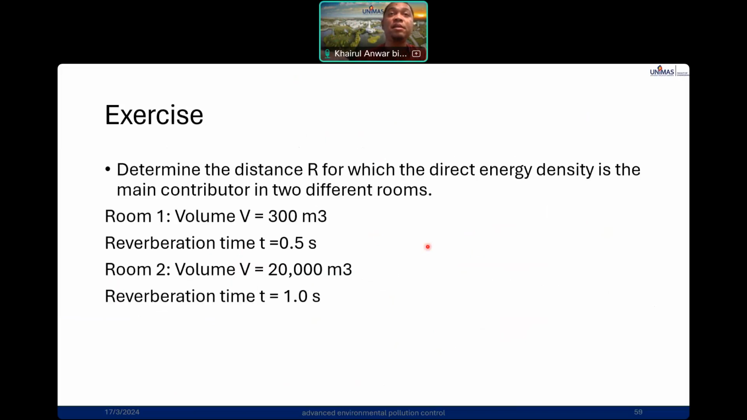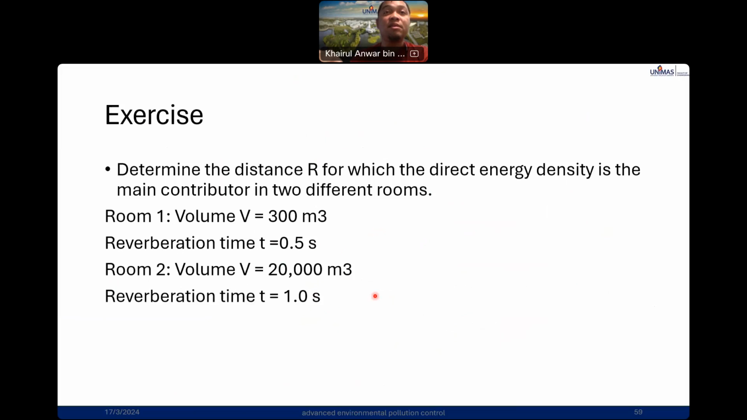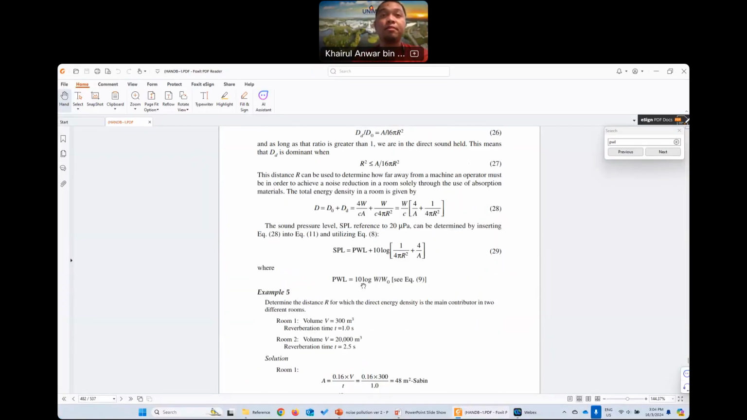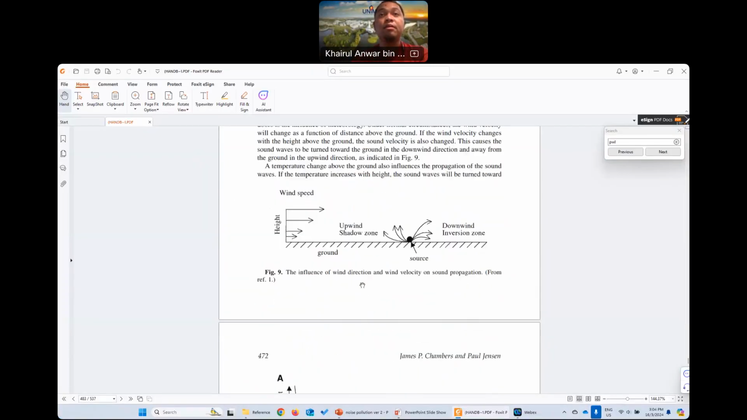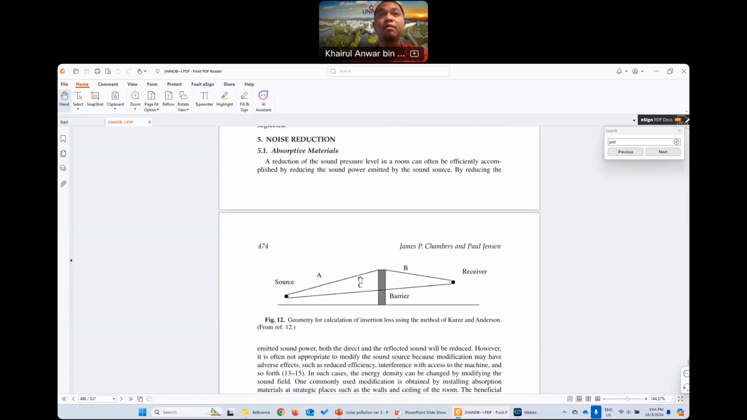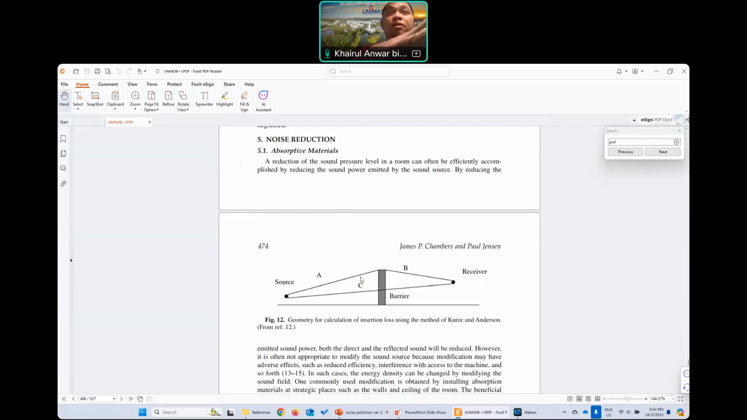The volume is similar, but the reverberation time is different. Let's see how much the effect differs from the example. Let's go straight to noise reduction material.